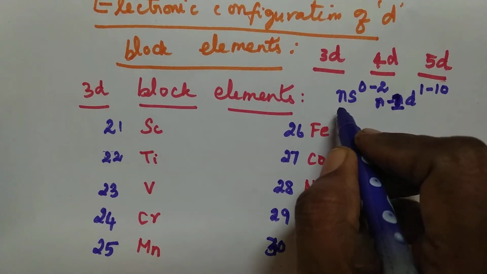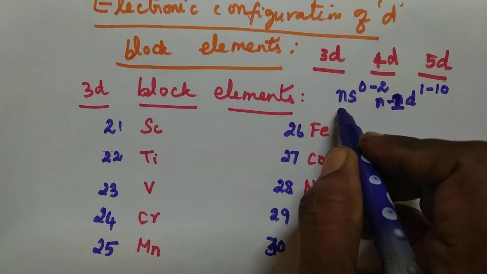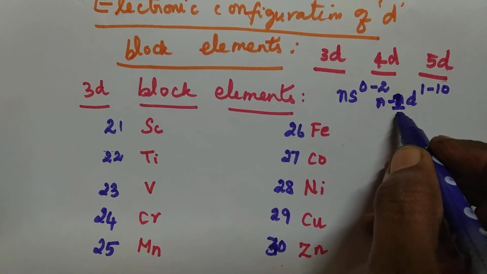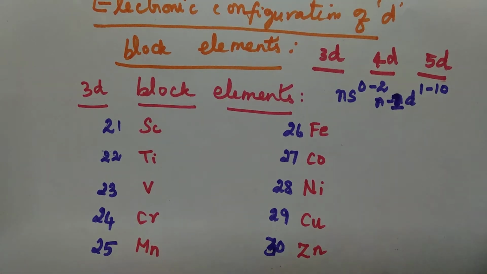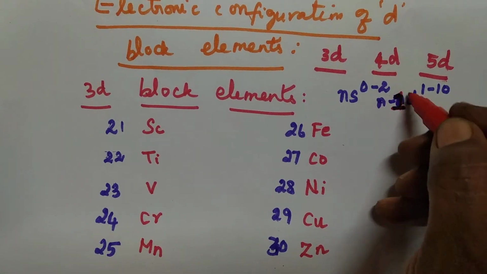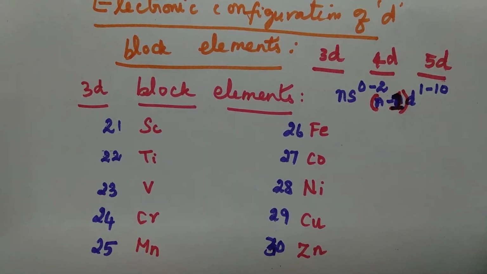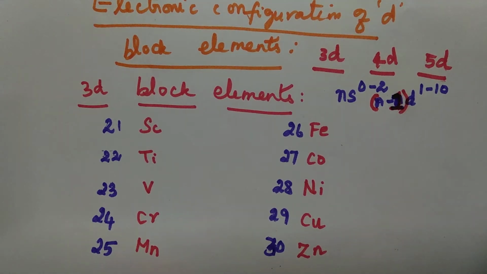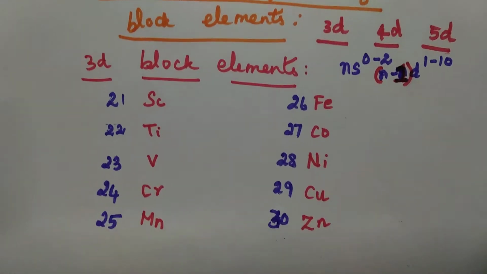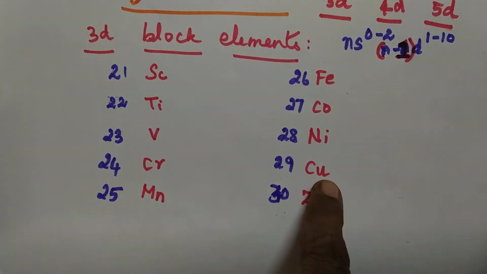If it is going to be 4s, then this is going to be 3d. If it is going to be 5s, then this is going to be 4d. So remember, this will go with n minus 1 only, not n. So ns, but (n-1)d 1 to 10. When you write like this, we have to remember this to write the configuration.